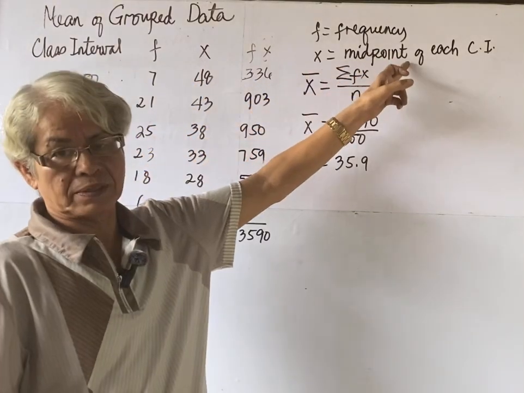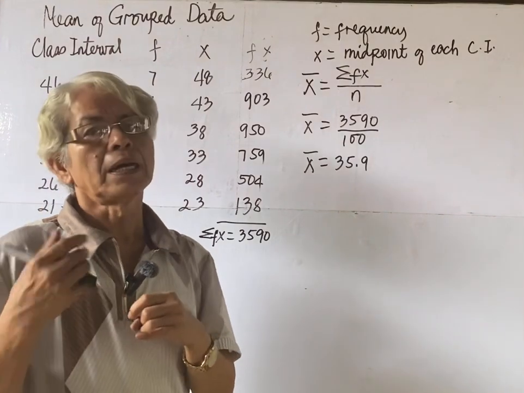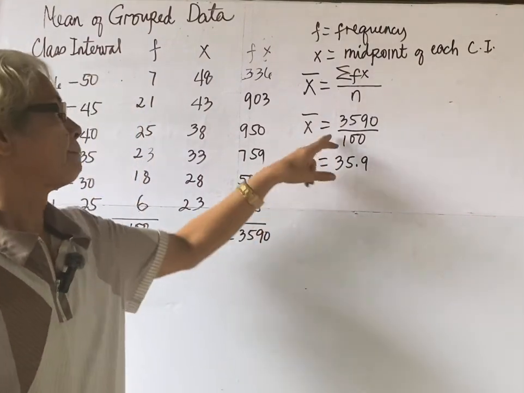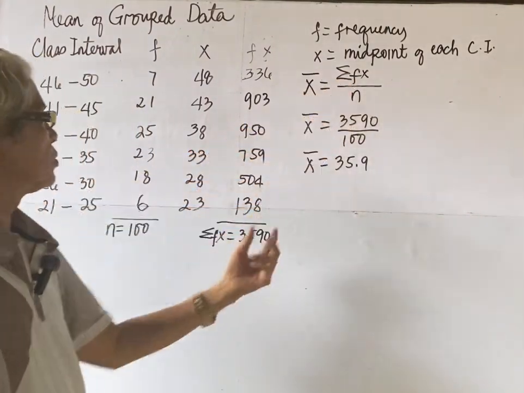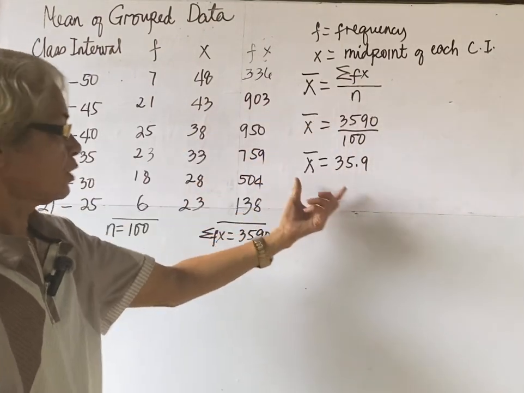using midpoint. Kasi dalawa yan eh. Yung isa using deviation. So ito muna. So ayun, summation of fx divided by n. So ito yung ating mean.